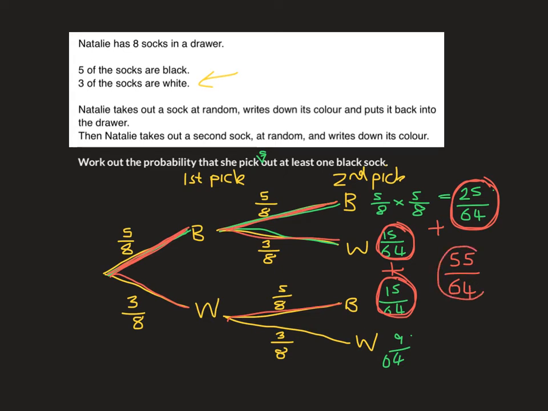And that's my answer. So just make sure you're reading the question. A lot of people would say, work out the probability she picks out at least 1 black sock. They would go black and then white, followed by white and then black, and they'd forget this top branch here. But the question is, work out the probability she picks out at least 1 black sock. Picks out 2 socks, that still counts.